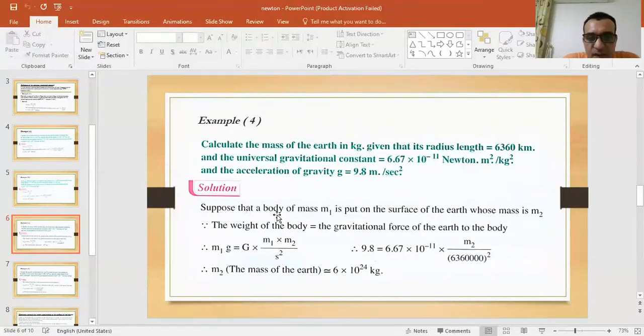Suppose that a body of mass M1 is put on the surface of the Earth, whose mass is M2. Since the weight of the body equals the gravitational force of the Earth on the body, that means M1 g equals G multiplied by M1 M2 over S squared. By cancelling M1 from both sides, we get that 9.8 equals 6.67 multiplied by 10 power negative 11 multiplied by M2 over S squared.